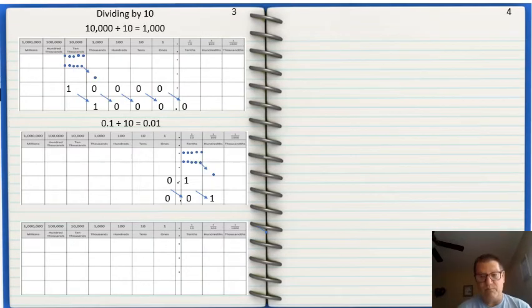Okay, so this is what my book looks like. I'm going to keep the number 3 page for dividing, and I'm going to put multiplying on page 4. And you can see I've got 10,000 divided by 10, 1/10 divided by 10, and I've got one more down below. That's because one thing we've shown so far is just multiples of 10 divided by 10. What if I had other digits?